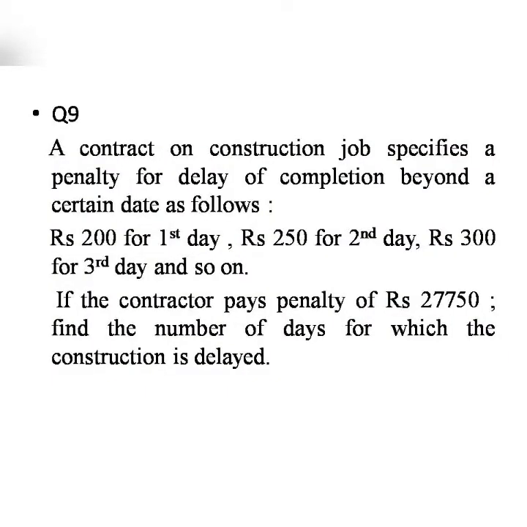Next question. A contract on construction job specifies a penalty for delay of completion beyond a certain date as follows: Rupees 200 for first day, Rupees 250 for second day, Rupees 300 for third day, and so on. If the contractor pays a penalty of Rupees 27,750, find the number of days for which the construction work is delayed.